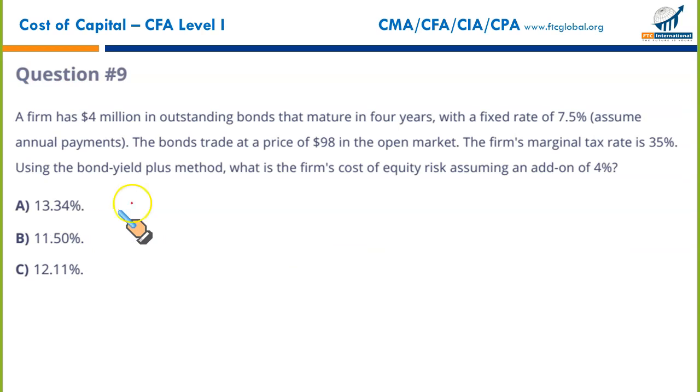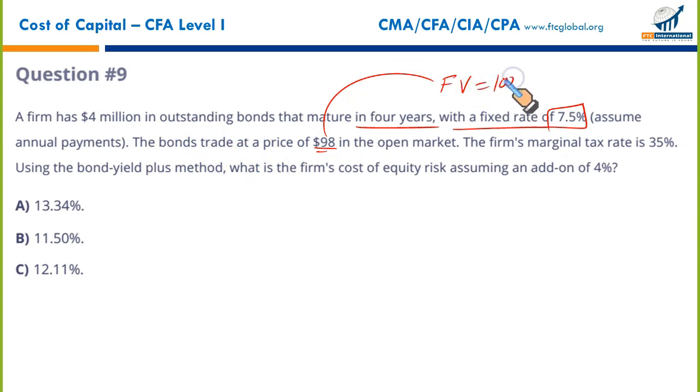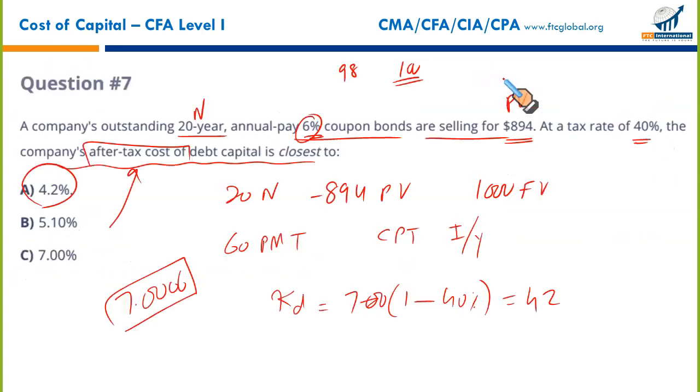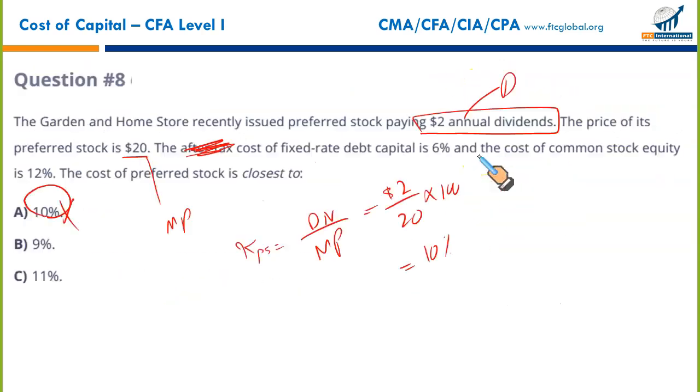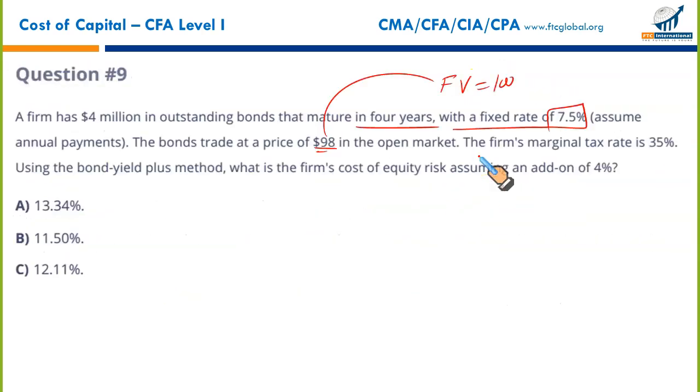A firm has 4 million in outstanding bonds that mature in 4 years with a fixed rate of 7.5%. Assume annual payments. The bonds trade at a price of 98, which means the face value of the bond will be 100. Just like in the previous case, it was 894, which meant the face value was $1,000. So in this case, face value is 100. Current market price is 98.